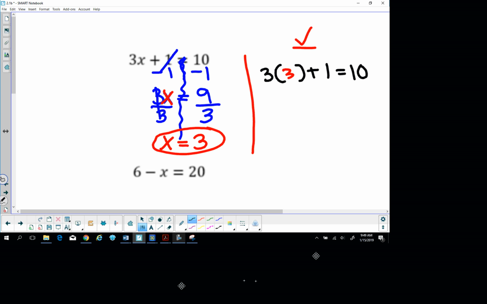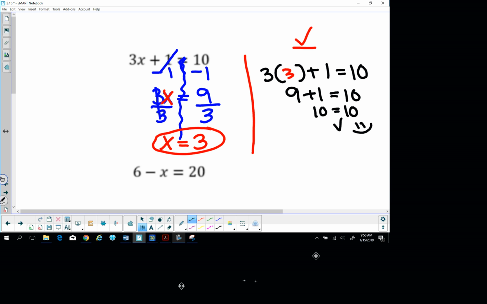Let's see if that makes sense. What is 3 times 3? Plus 1. Perfect. So we could see that 10 does equal 10. Here's me happy as a clam because I know I got it correct. Cool. Anyone have any questions about the first one?